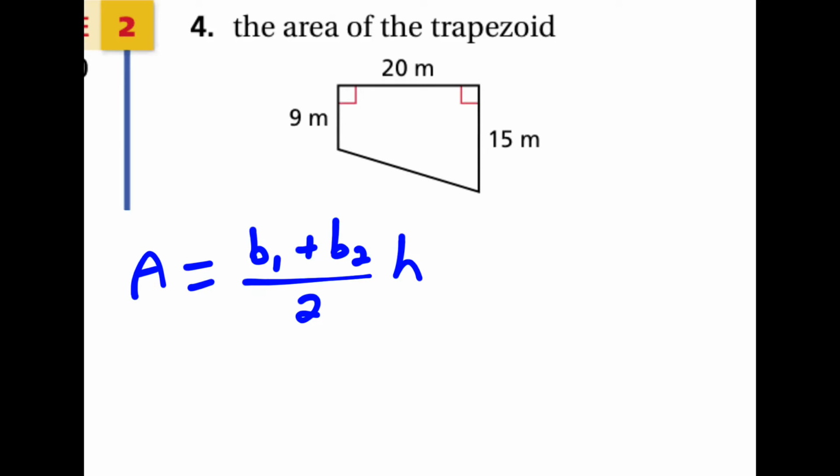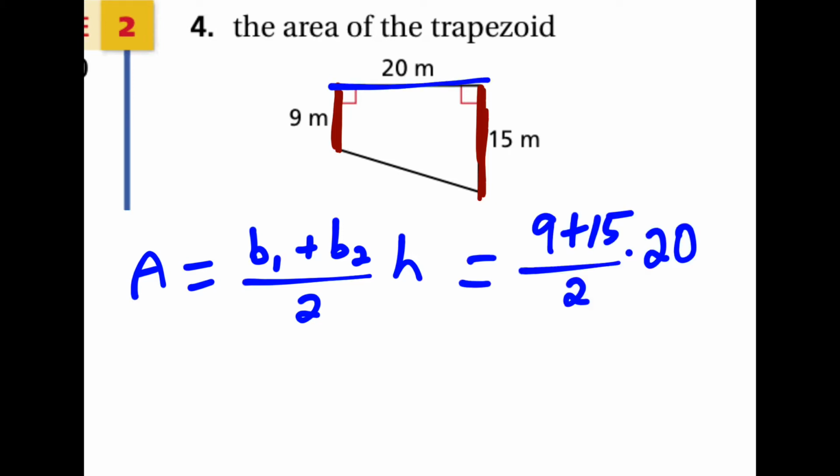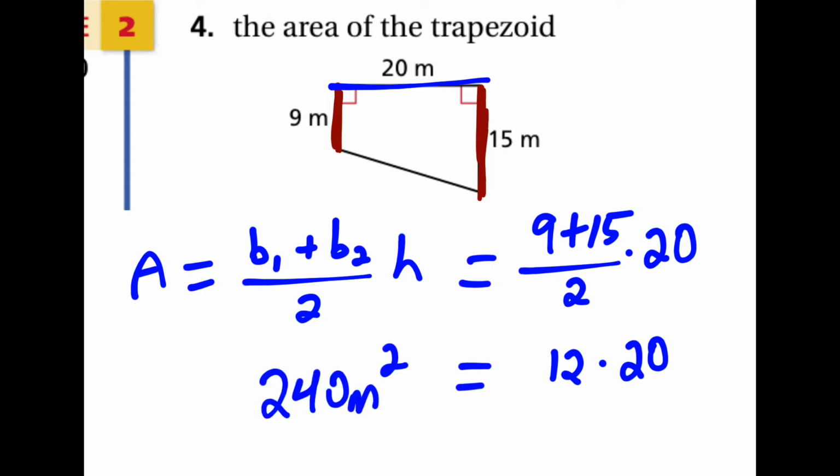Number 4 is about the area of a trapezoid. The area formula is found by taking the average of the two bases, or base 1 plus base 2 divided by 2, and multiplying that by the height. Our trapezoid here is turned, it's rotated. The bases are in red, and the height here is in blue. So if I substitute in these values, I get that 24 divided by 2, which is 12, times 20 is my area. And that value is 240 meters squared.